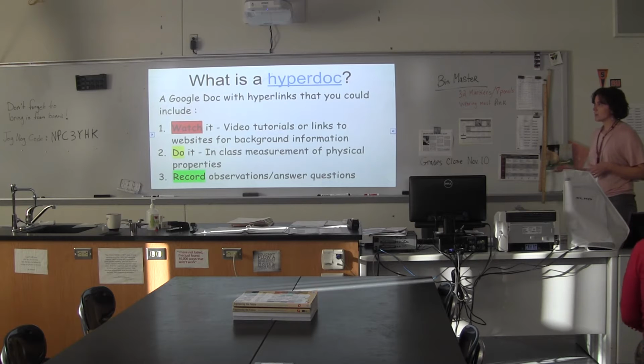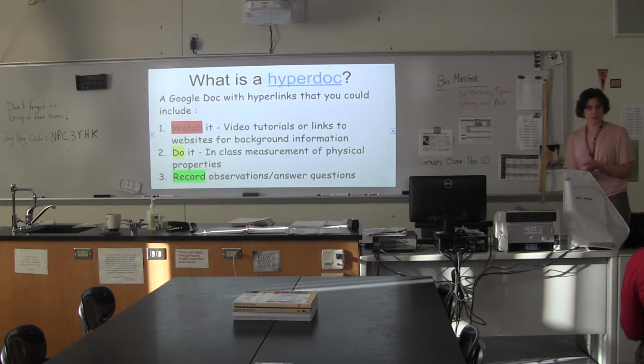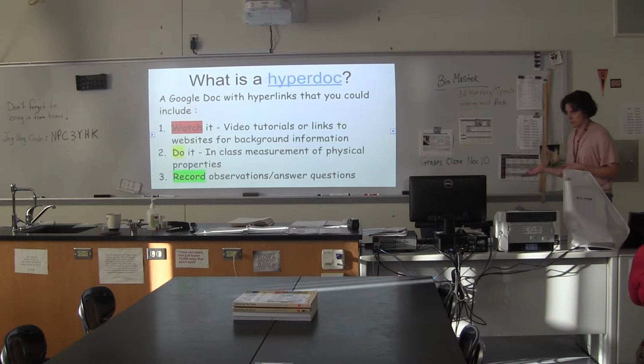So it's a Google Doc with hyperlinks that you could include, a video tutorial or links to websites for other background information. You actually have a section where the kids can physically do something. So in my case, it would be the lab or activity at their table. And then finally, recording observations or answering questions.